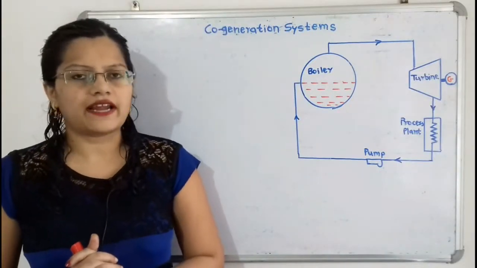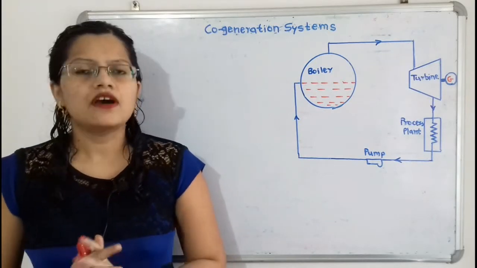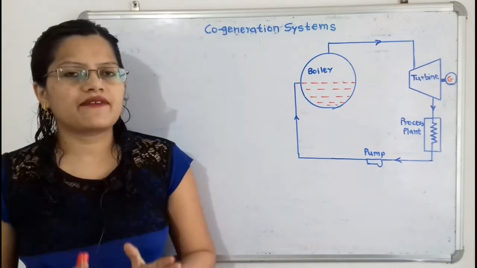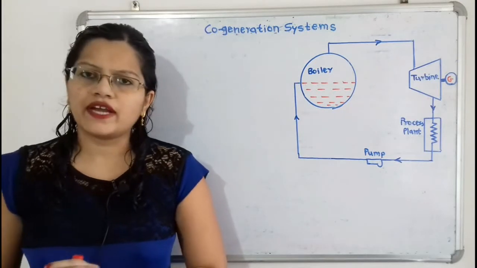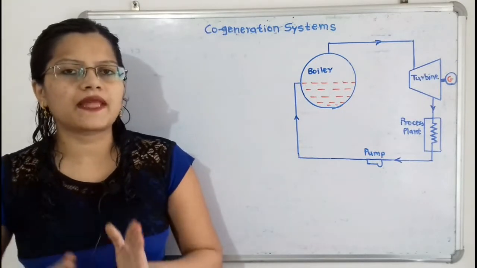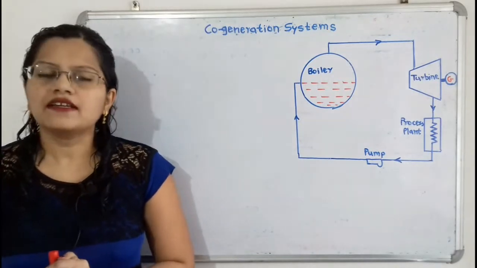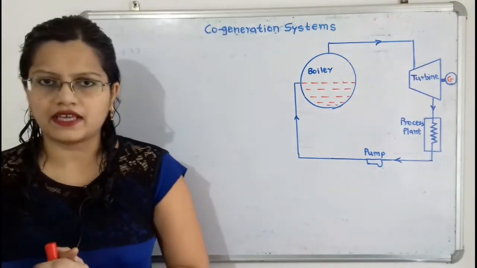Let us understand the cogeneration system with the help of a diagram. What is the meaning of cogeneration? It is the sequential generation of two useful forms of energy from a single primary energy source. Now we will understand the working of the cogeneration system with the help of the diagram.